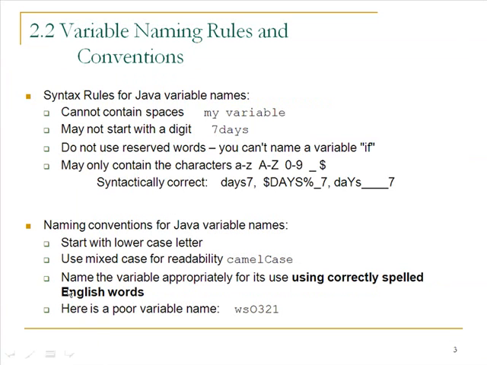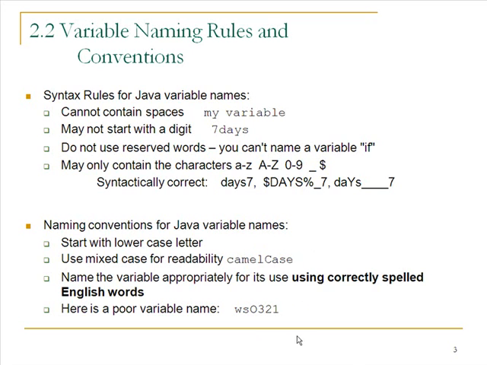Okay, the naming conventions. For variables, you're going to start with a lowercase letter, always, and use mixed case for readability. So start with a lowercase letter and each subsequent word will be capitalized. This is called camel case. I guess it's because camels have humps and you have humps in the middle of your variable names. When you're choosing the names for your variables, use correctly spelled English words.